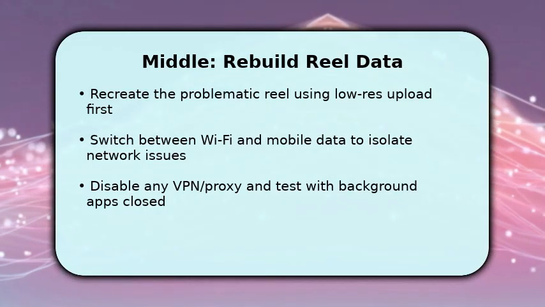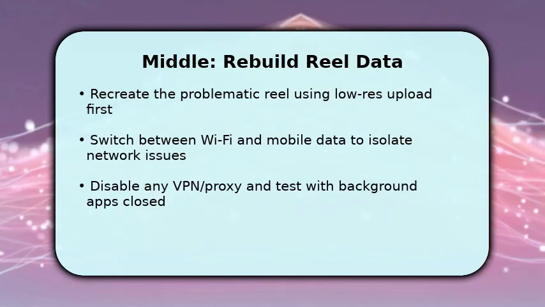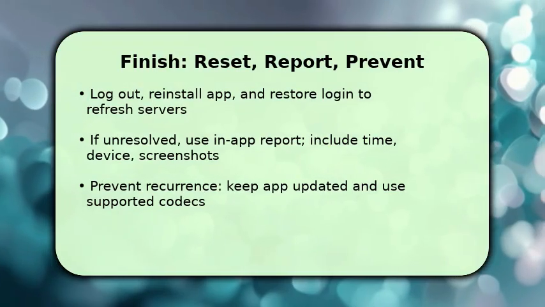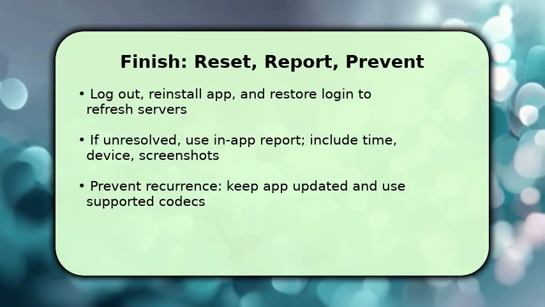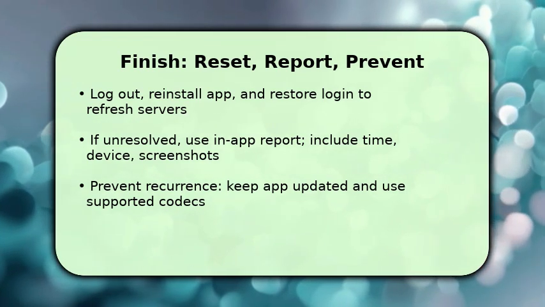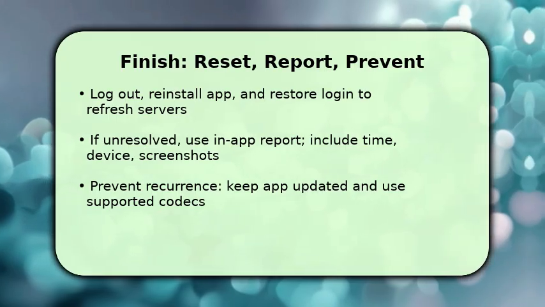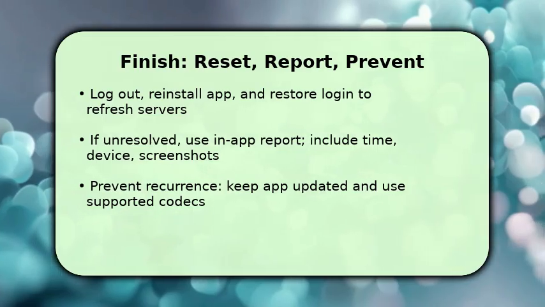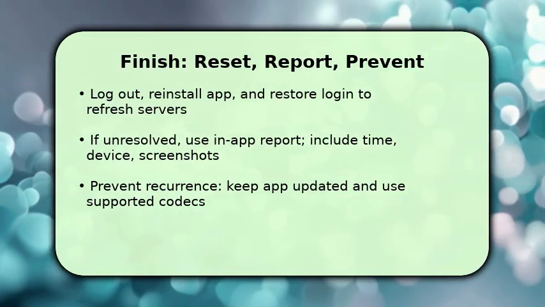After these steps, you finish by forcing a full refresh. Log out of Facebook, uninstall and reinstall the app, then log back in. This forces new server tokens and often clears persistent reel errors. If the issue persists, file an app report immediately. Include timestamps, device model, OS version, and screenshots so support can reproduce it.